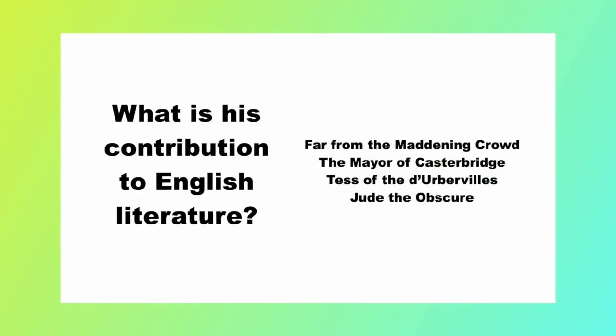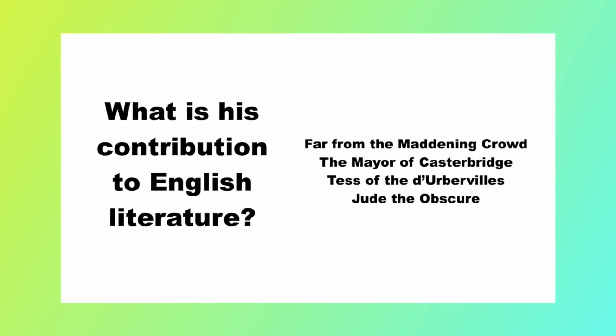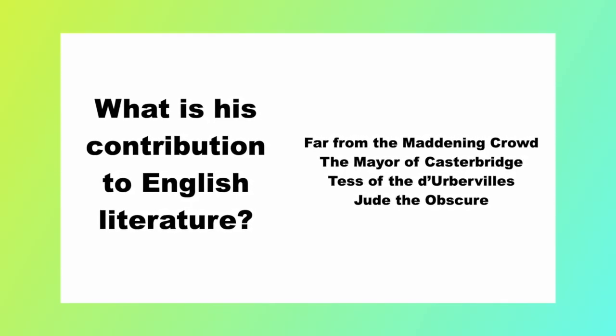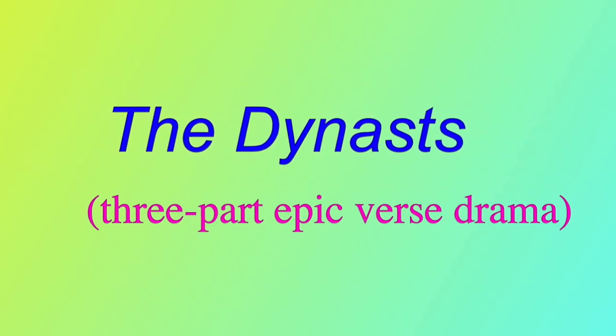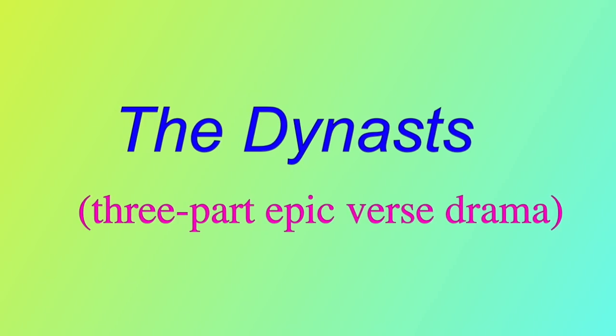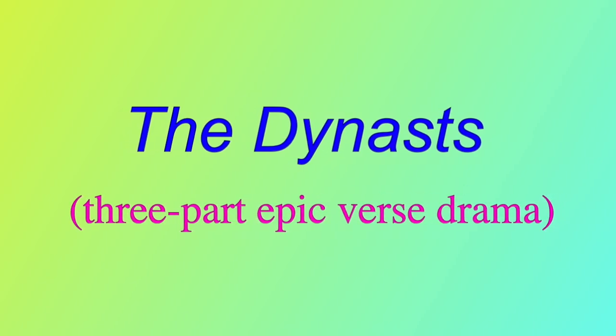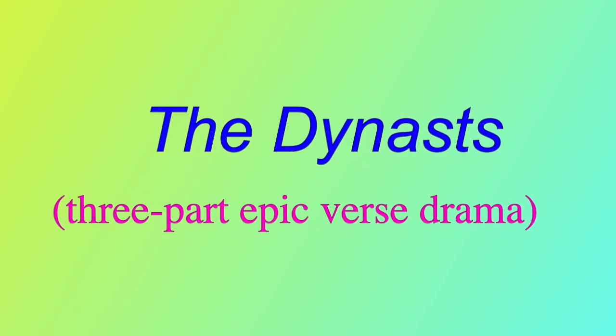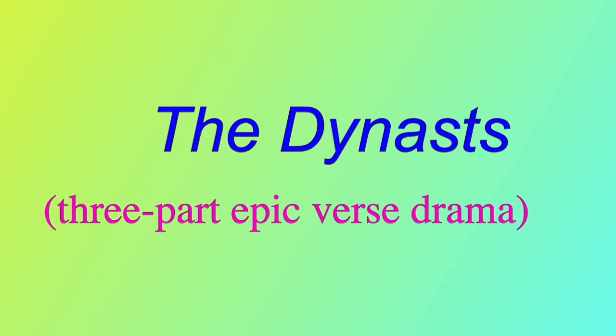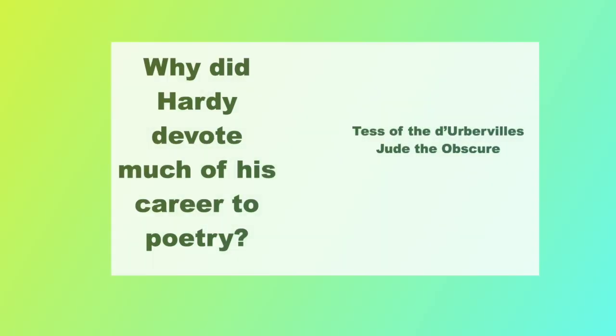Some of his best known works include Far from the Madding Crowd, The Mayor of Casterbridge, Tess of the D'Urbervilles, and Jude the Obscure. And he also wrote one monumental verse drama, The Dynasts, from 1904 to 1908, which was a 3-part epic verse. It was a drama about the Napoleonic Wars. You may be curious to know, why did Hardy devote much of his career to poetry rather than prose?